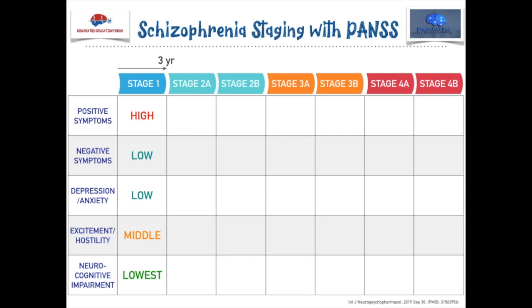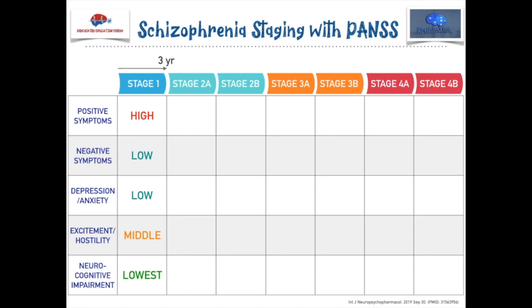So lesson number 1 in stage 1 is positive symptoms dominate, followed by excitement or hostility. And I think we all know from our clinical experience the positive symptoms are dominating when someone is diagnosed with schizophrenia. So this lasts for 3 years on average. It can be less, it can be more, but average is 3 years.